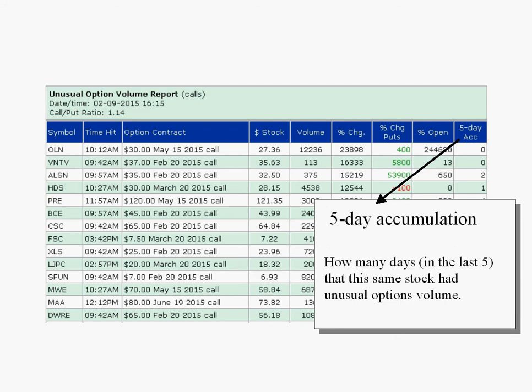5-day accumulation. This tells you how many days in the last 5 days that the same stock had unusual options volume. This could also be significant, because if some big players are accumulating the stock, in other words, they're buying the stock or are interested in the stock several days in a row, that could be very significant. So if the number says 5, that means for 5 days in a row, this stock had unusual options volume. That could matter. All right?